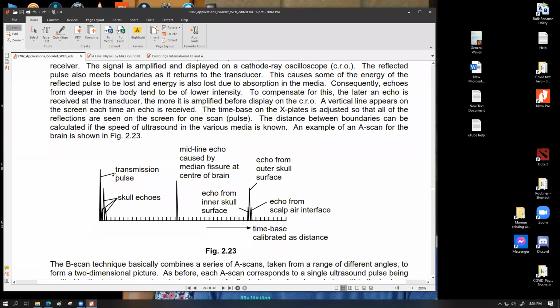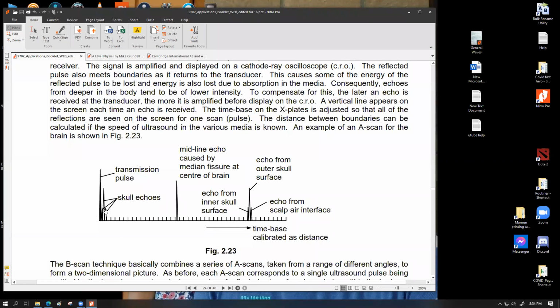So we have a transmission pulse. This is the first pulse that we are sending, which is a very high amount of pulse. Then it's gonna enter through multiple layers of the human skull, and the moment it changes from one medium to another medium, a portion of it would be reflected. For example, first we have the transmission from the piezoelectric transducer to the skin of the head.